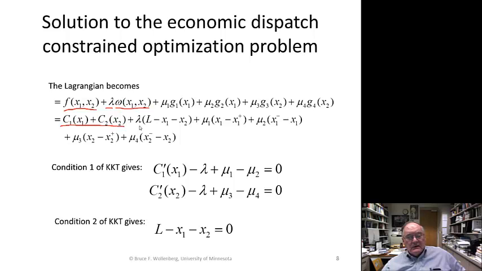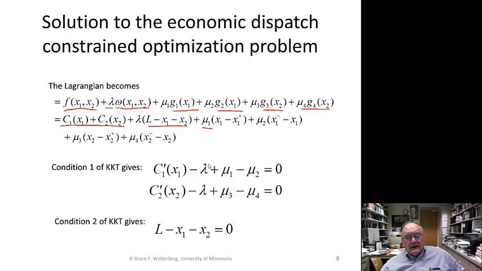The cost function, lambda times the loading constraint, x1 and x2 subtracted from the load is 0. And then we have the mu times the G1, G2, G3, and G4. So, and here they are down here. So I have 1, 2, 3, 4, 5 Lagrange multipliers and 2 independent variables. So there's 7 variables.